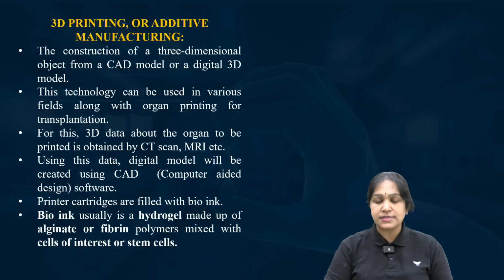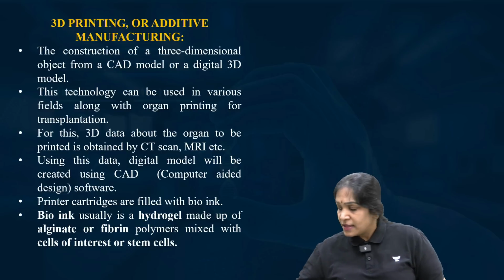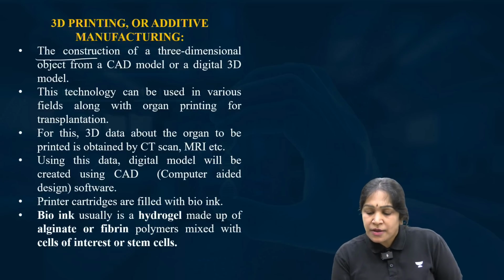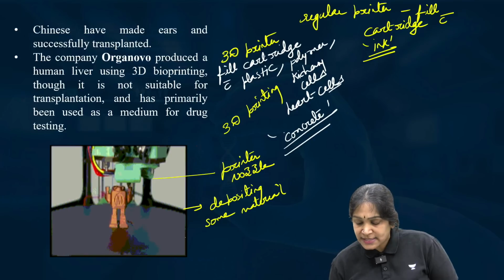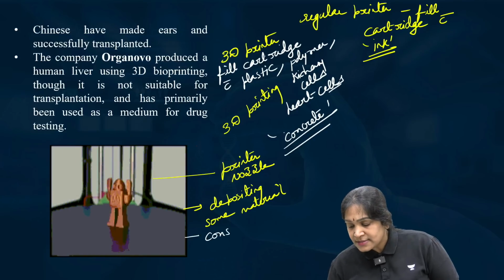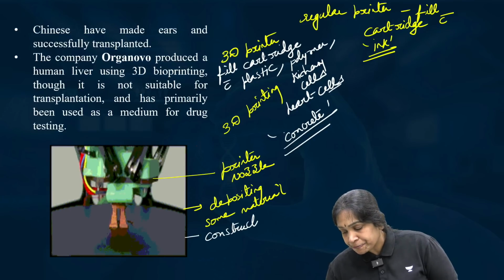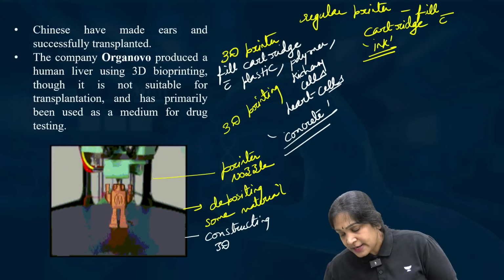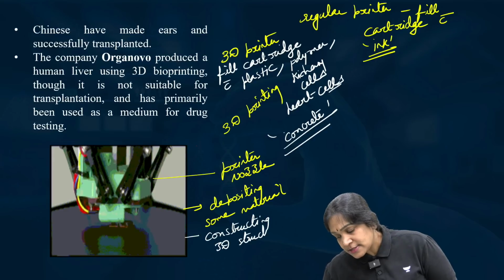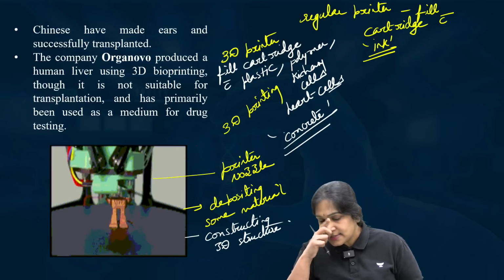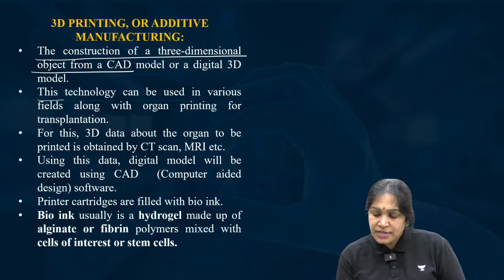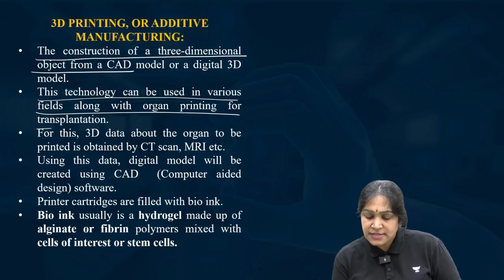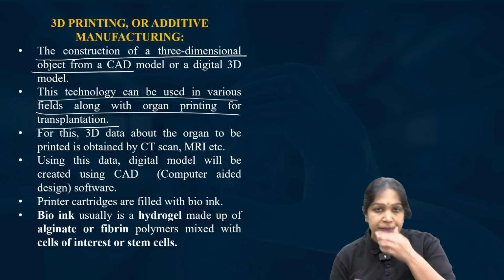So let us just see about it. The construction of a three-dimensional object, look at here, this is not printing out the image, this is literally constructing a three-dimensional structure. This technology can be used in various fields even along with organ printing.